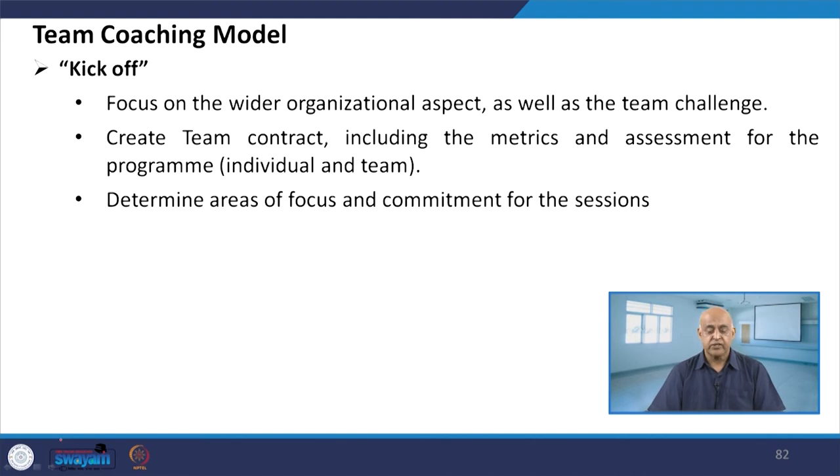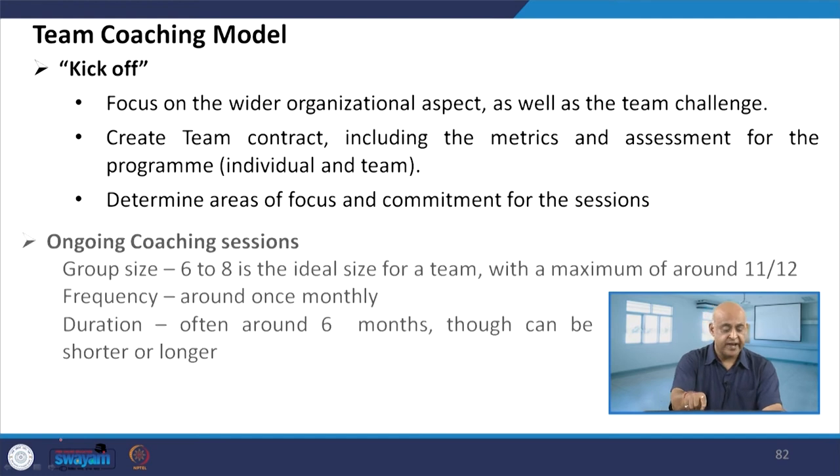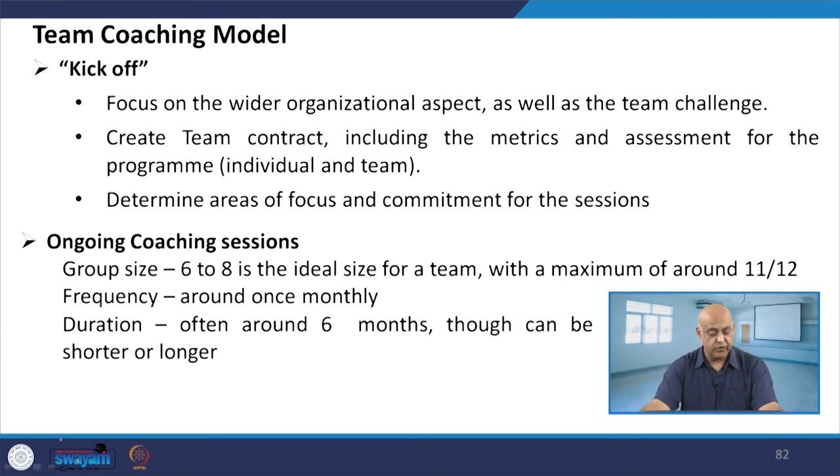So, focus on the wider organizational aspects as well as the team challenges there, and create the team contract, including the metrics and assessment for the program. This determines the areas of focus and commitment for the sessions that are required. Ongoing coaching sessions will have a group size of 6 to 8, which is the ideal size for a team. I have mentioned this earlier also, right.